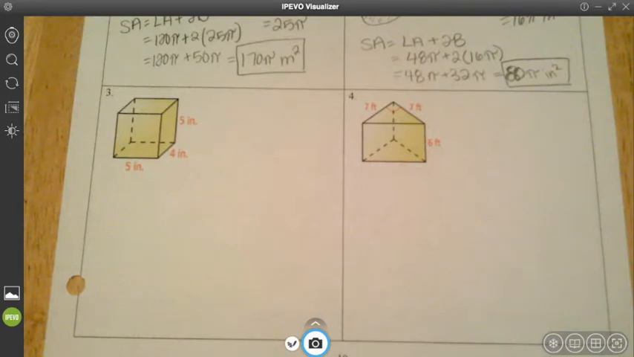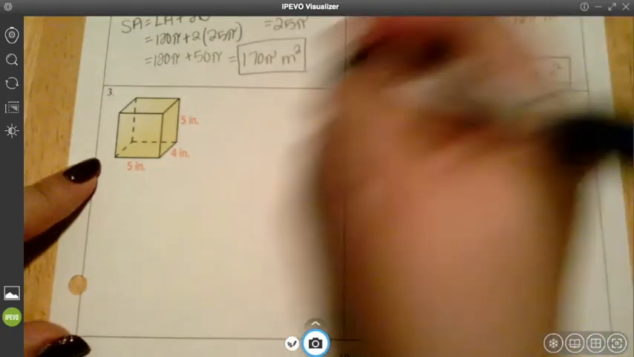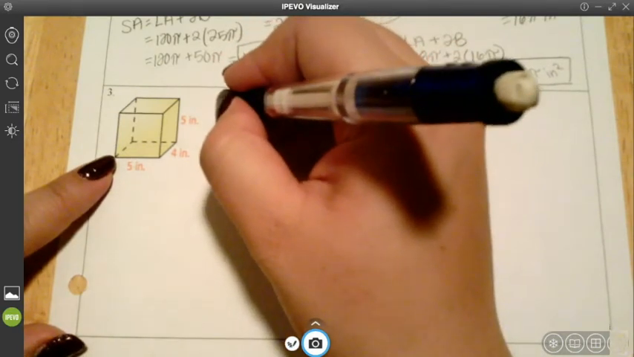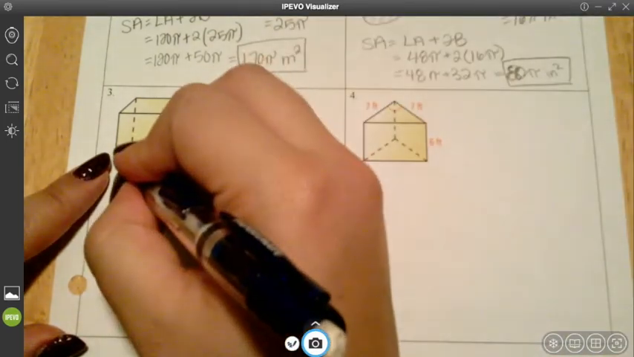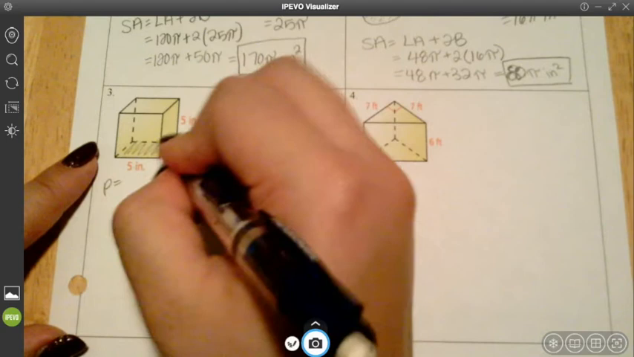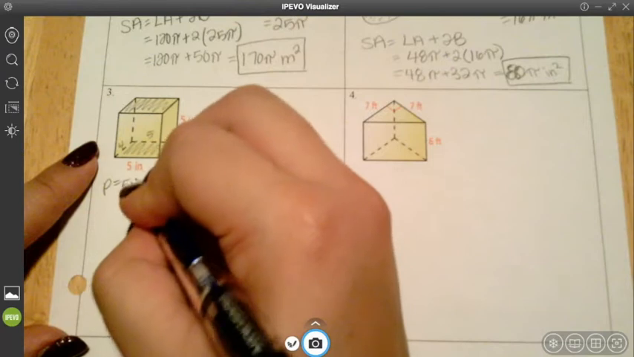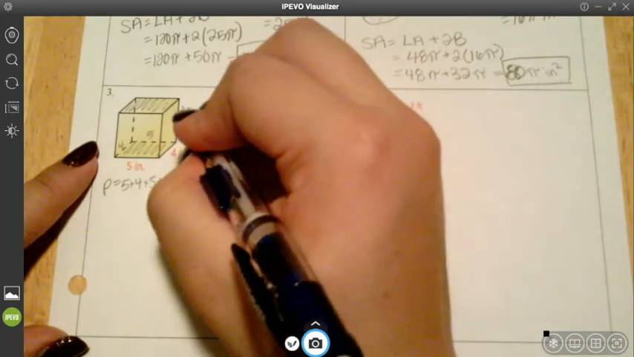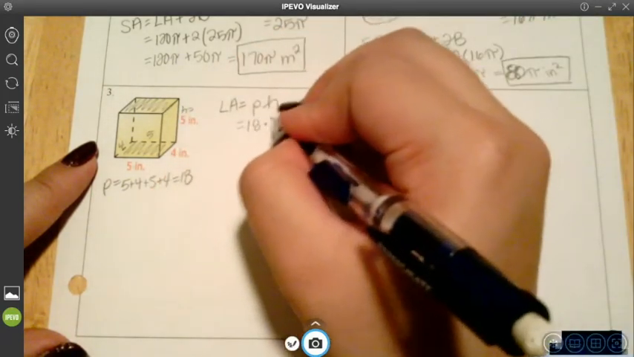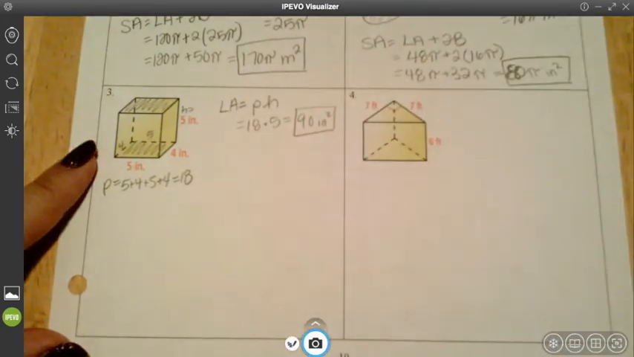Number 3, this is a rectangular prism. We can't say it's a square because notice our side lengths are not all the same. So this is a rectangular prism. Same process as a cylinder or a triangular prism. We need the lateral area, which is perimeter times height. Perimeter, if I call these my bases, is going to be 5 plus 4 plus 5 plus 4, which is 18. That leaves this as the height. 18 times 5 is 90 square inches. That is our lateral area.